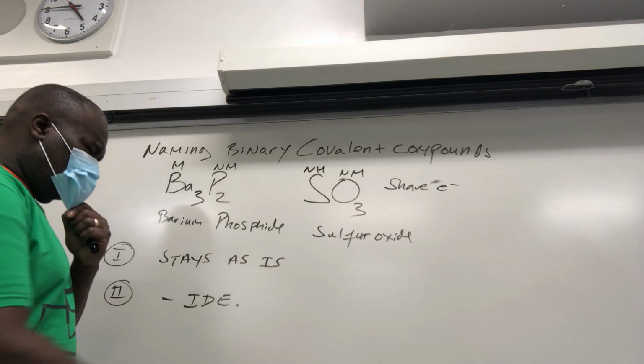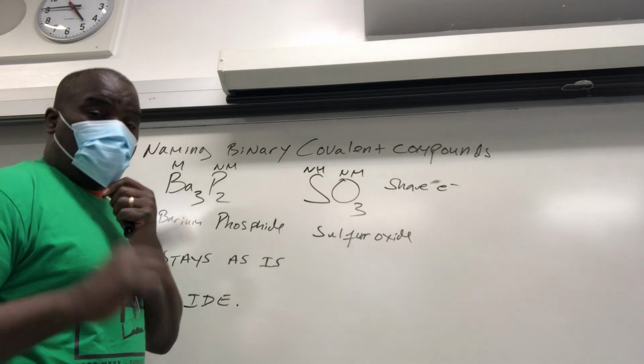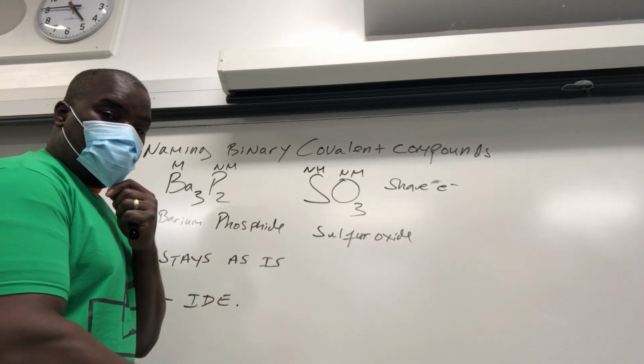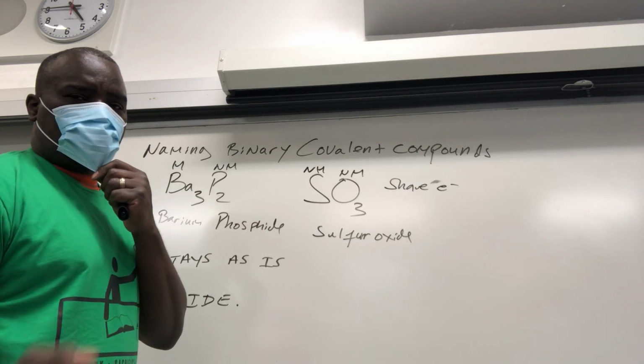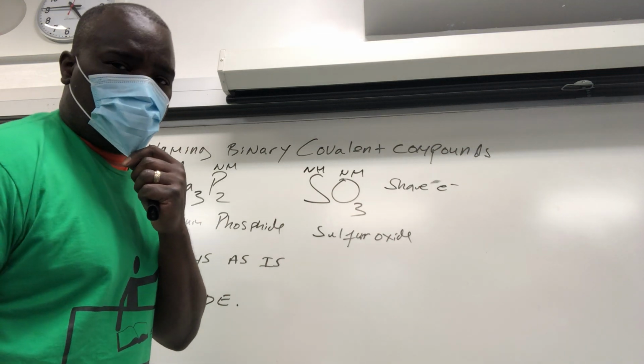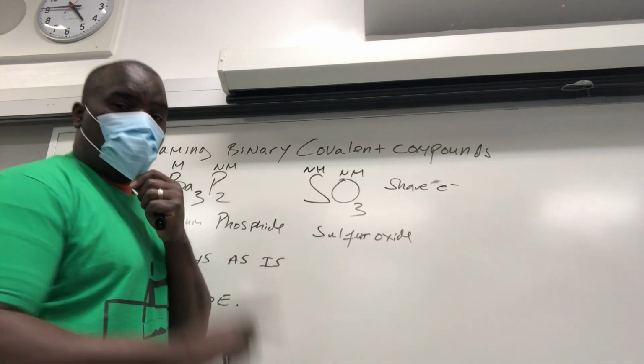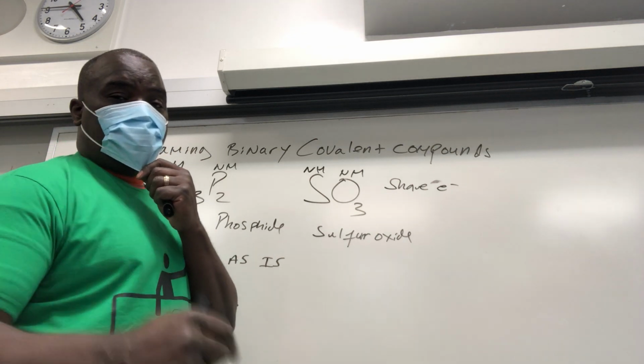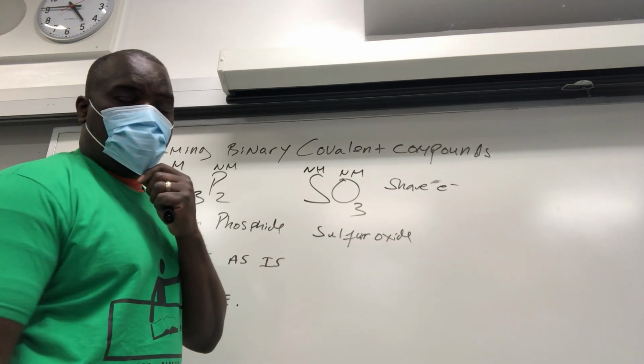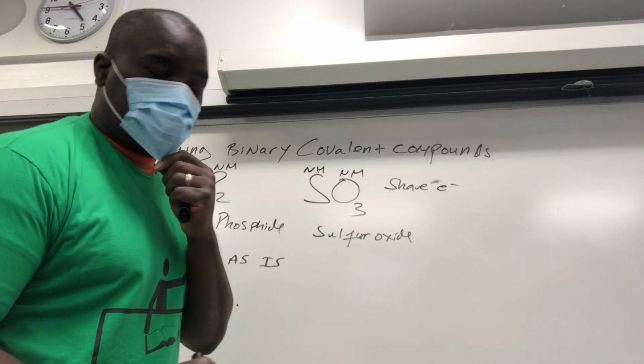just like in the binary ionic compounds, the second guy gets an ide ending. Oxide, fluoride, chloride, and so on. And we also, guys, use Greek prefixes from 1 through 10 to indicate how many of the second guy we have. We'll do some examples in a second.